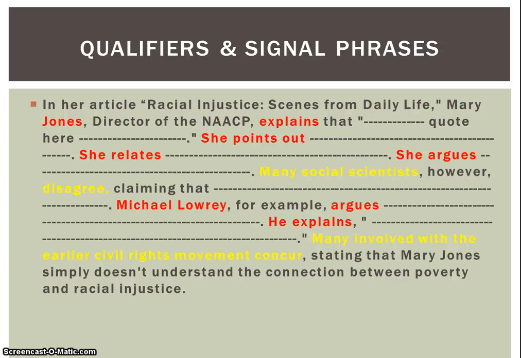Then in yellow, I see many social scientists, however, disagree, claiming that. When I see a sentence like that, I know that that's the writer of that paragraph stopping to explain why information is relevant, or making connections between ideas and sources in their paper, and connecting all this back to their thesis statement. So when I see that, that obviously doesn't need to be cited because that's the writer of this paragraph's voice and ideas.